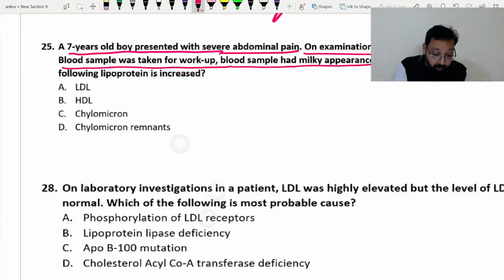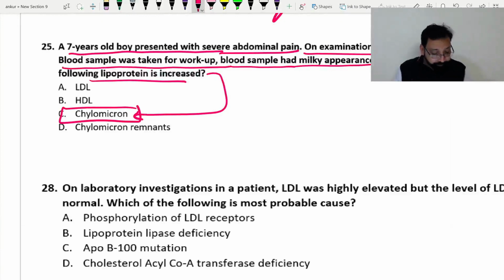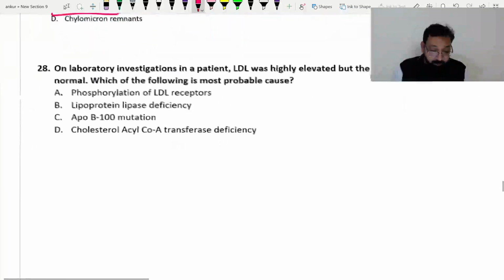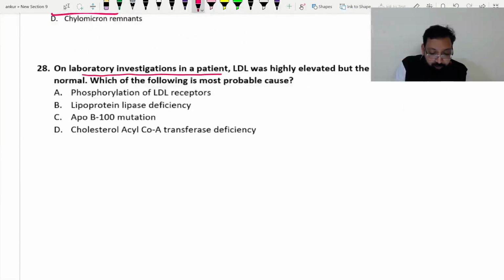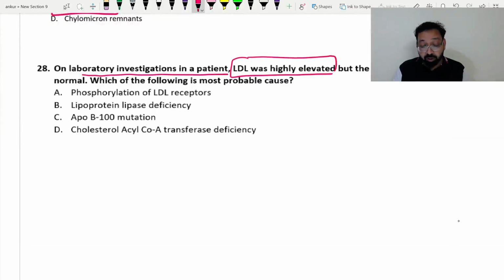So in this question, which lipoprotein is increased? Chylomicron is increased. Now, in this question, laboratory investigation in patient, LDL was very high. LDL is bad cholesterol, means that is hypercholesterolemia. But the LDL receptor was normal.